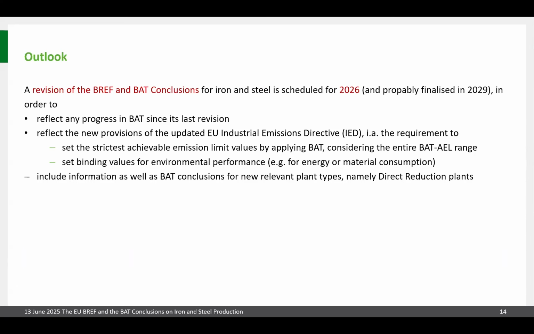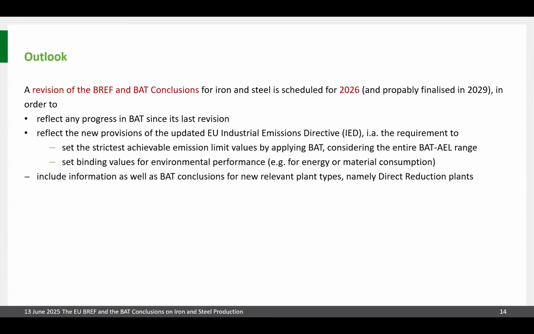Here, I would like to give you a short outlook. As I already mentioned, the BREF that was presented here and that was reflected in the OECD report was from 2012, so not so very new. Accordingly, a revision of the BREF and the BAT conclusions for iron and steel is scheduled to start in the next year and then probably be finalized in 2029.